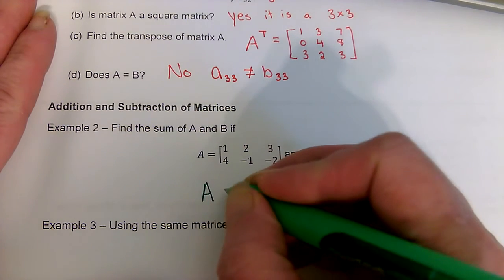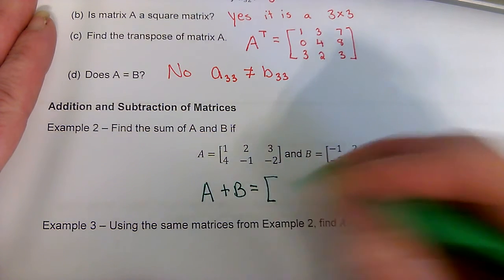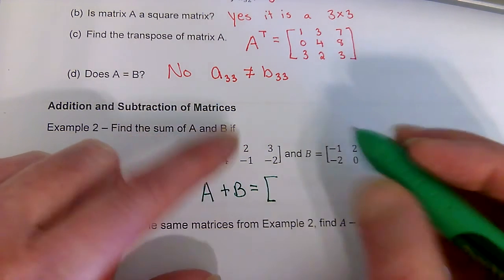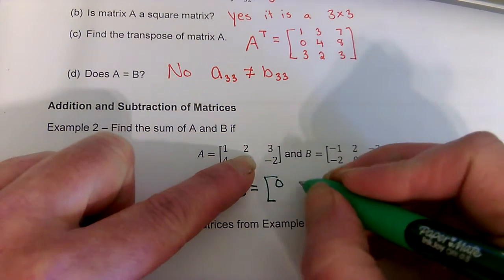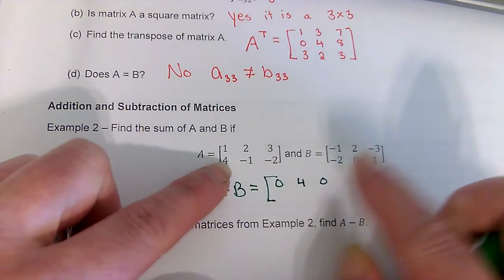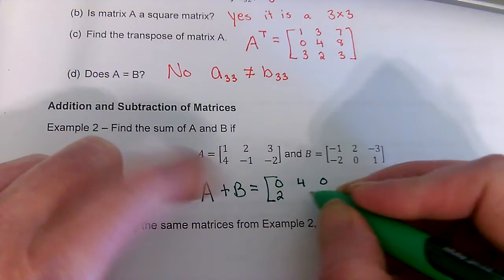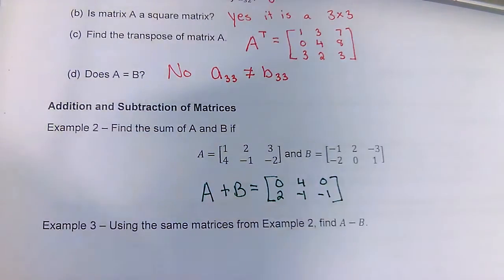So if I'm taking matrix A plus matrix B, I'm literally just going to take 1 plus negative 1, and that's going to be a 0. Then 2 plus 2 is 4. 3 plus negative 3 is 0. 4 plus negative 2 is 2. It'd be a negative 1, and we're done.